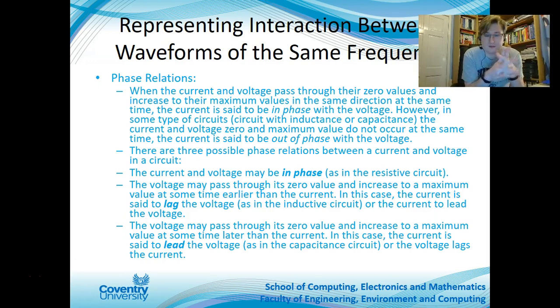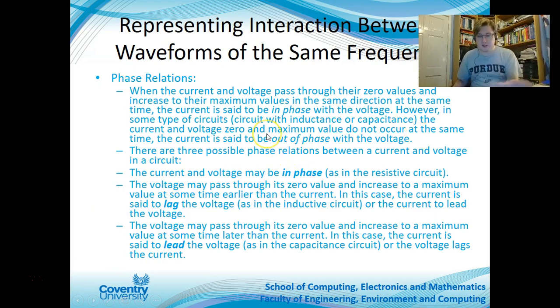Okay, so then this brings us to how to represent the interaction between waveforms of the same frequency. So as I said before, if you've got a sine AC source, it will excite the circuit and everything will have that same frequency. The amplitude and phase might be different, but the frequency will always be the same. Okay, so there's 3 different situations that you can come across. Okay, and I'm going to explain these to you now.